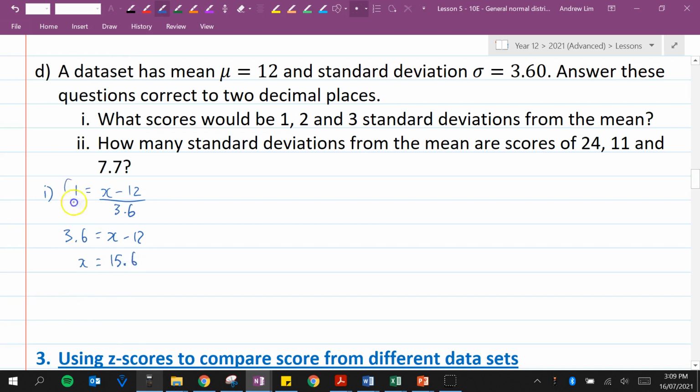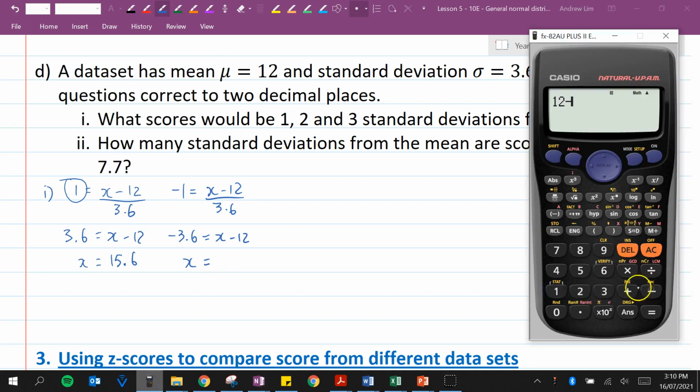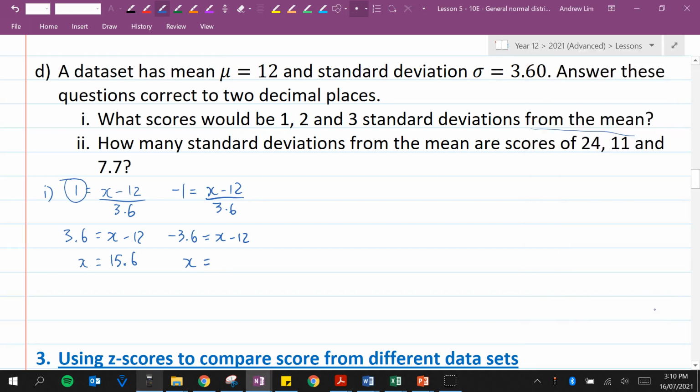However, this is saying that 15.6 is 1 standard deviation above the mean. This question just says from the mean. So technically, we can also work out a z-score of -1, because a z-score of -1 just means 1 standard deviation below the mean. So I'm going to apply the same thing to this. So negative 3.6 is equal to x minus 12. So x is equal to 12 minus 3.6, which is 8.4.